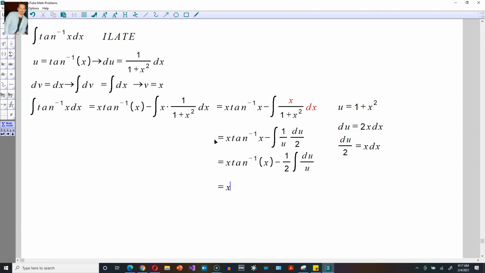Next you're going to have here x times tangent inverse of x and then minus 1/2, and it's going to be ln of the absolute value of u for now, plus the c at the end. x tangent inverse of x minus 1/2 ln. And because u is 1 plus x squared, and 1 plus x squared is always positive, something squared plus 1 is always positive, you don't need the bars anymore. You just replace u back with 1 plus x squared and then you add this c.